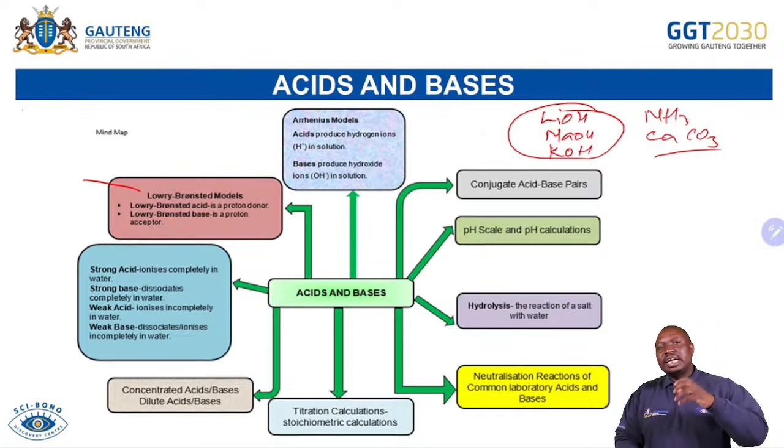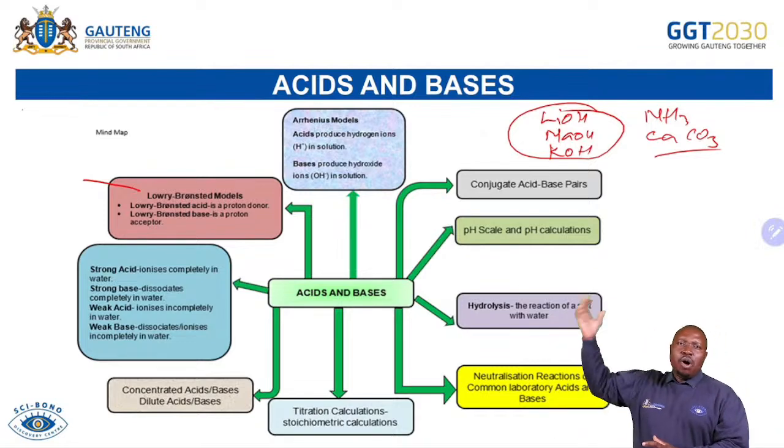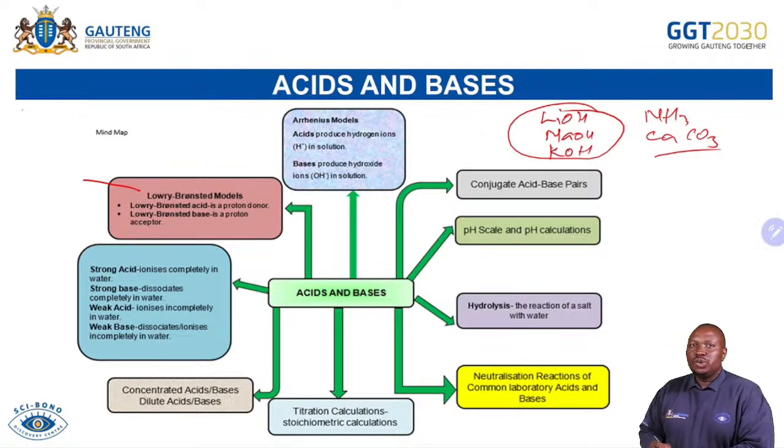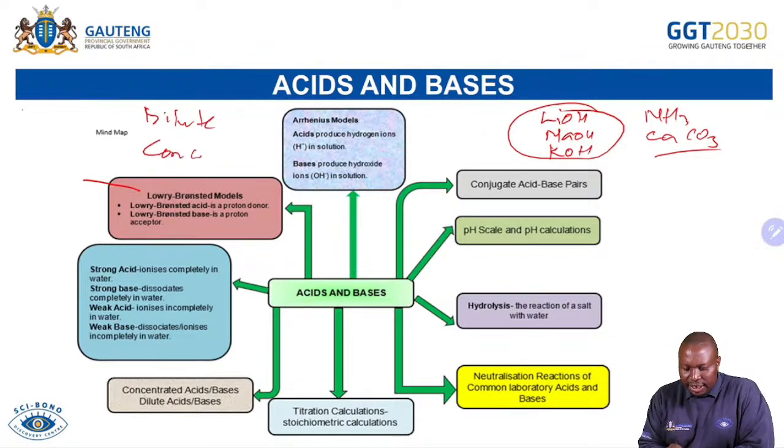So what is the definition of a strong and a weak? Because some of the learners think that if you have a strong acid and you pour a lot of water into a strong acid, it becomes weak. No, a strong acid remains strong. When it has more water, it means that it's dilute. So I'm bringing the issue now of dilute versus concentrated.